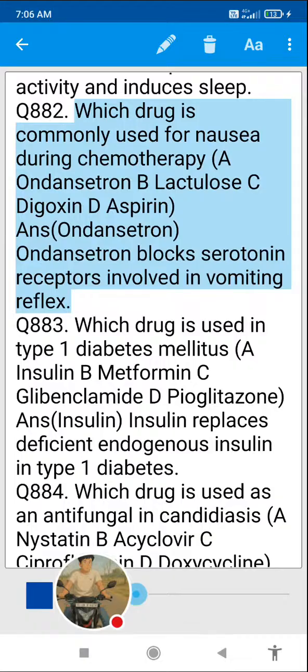Q882. Which drug is commonly used for nausea during chemotherapy? A. Ondansetron. B. Lactulose. C. Digoxin. D. Aspirin. Ans. Ondansetron blocks serotonin receptors involved in vomiting reflex.